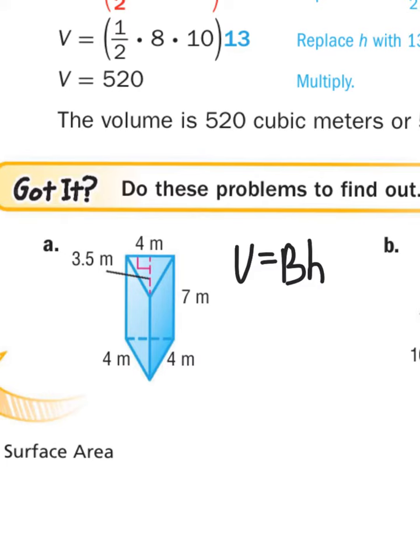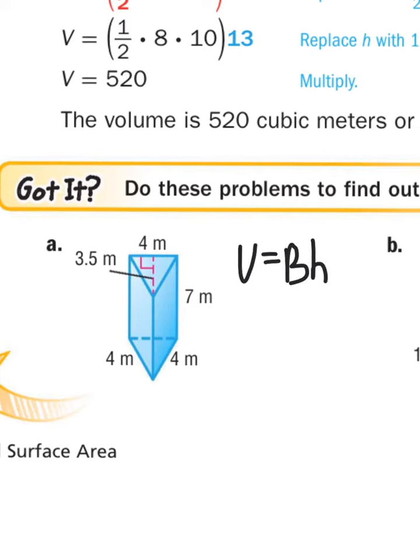And remember what big B is. It's the area of that triangular base. So it could be either one of the triangles. So we're going to have to find the area of one of these triangles that I just outlined in black. So volume is all of that, and we're going to need the H here.